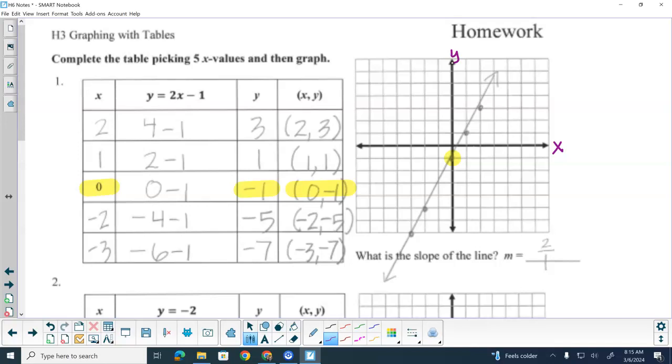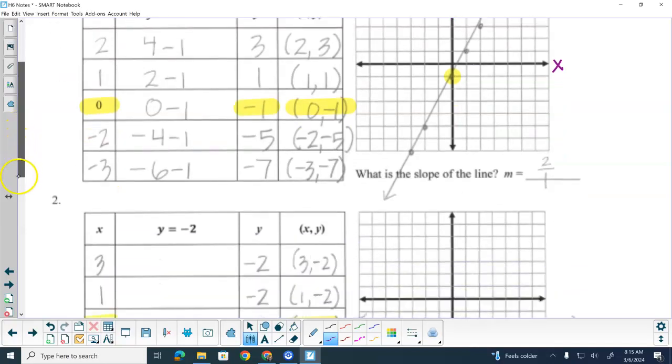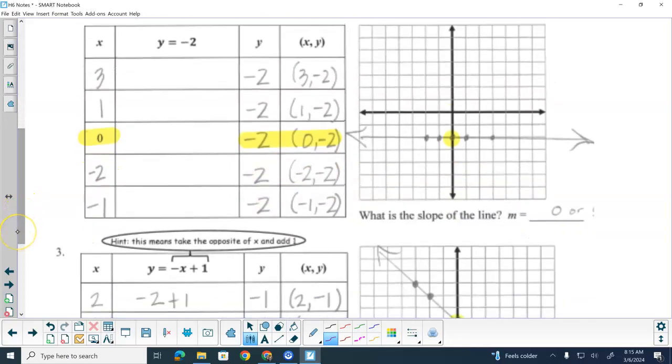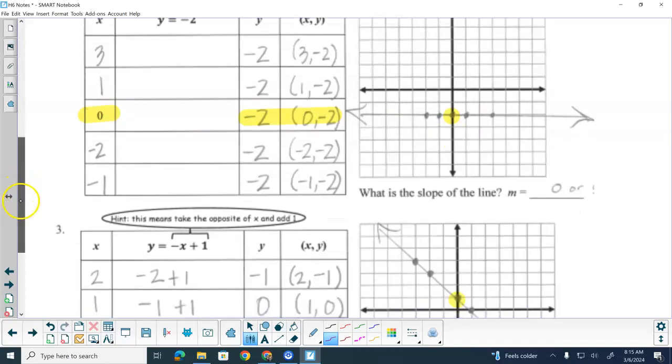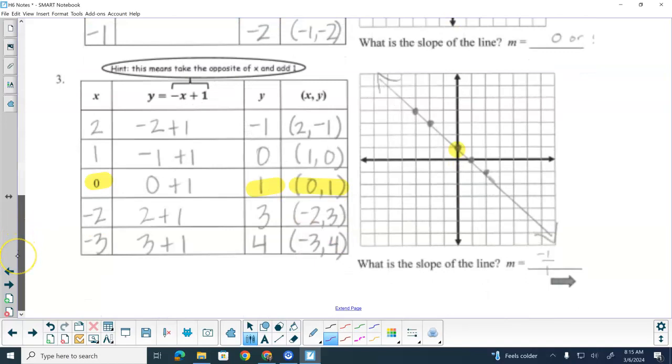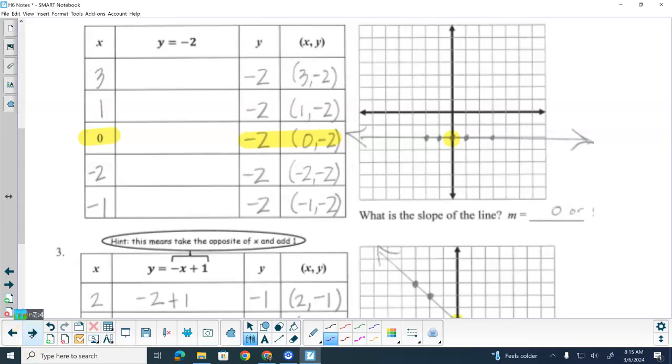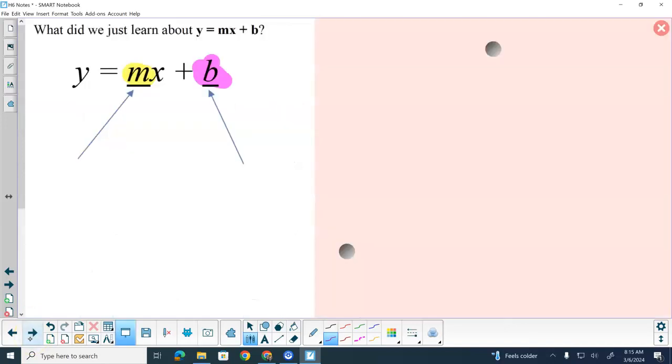Okay, let's check number 2. Let's see if Dom's pattern holds up. Yay or nay? Did the pattern hold up? Yep. So when we have a 0 here, that's going to be on our y-axis. One more check just to see if the pattern held up. Yep, pattern held up on that one too.